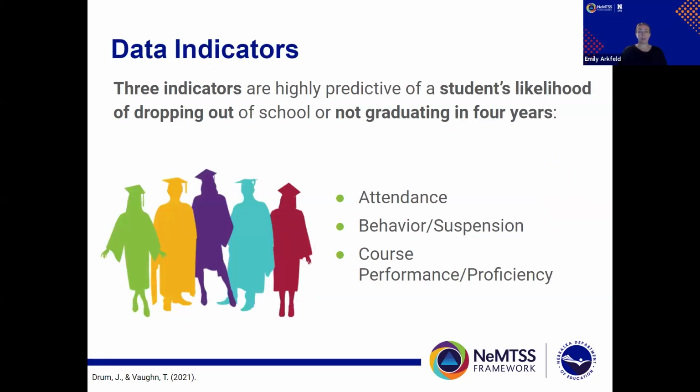In our data systems, we want to include these 3 indicators that are highly predictive of a student's likelihood of dropping out of school or not graduating in 4 years: attendance, behavior and suspension, and course performance and proficiency.